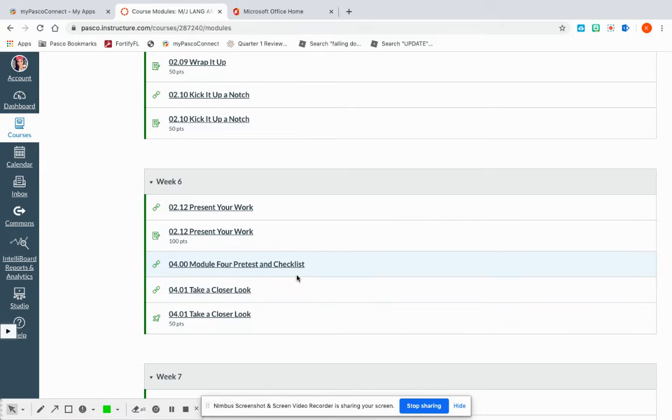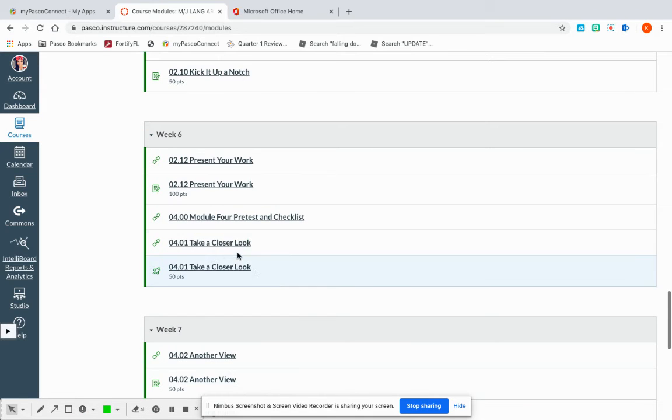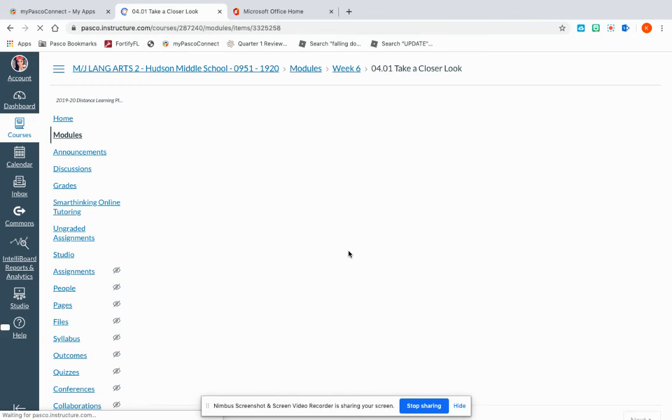All right, so 4.0 is just a module for pretest and checklist. If you feel like you need to do this, or might be some good extra practice for you, I would go ahead and take a look at this. We're going to go ahead and look at 4.01 because this is going to be the lesson that's on your quiz. So 4.01 is taking a closer look.